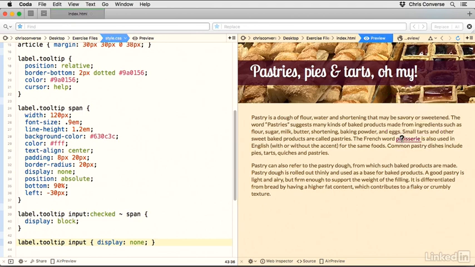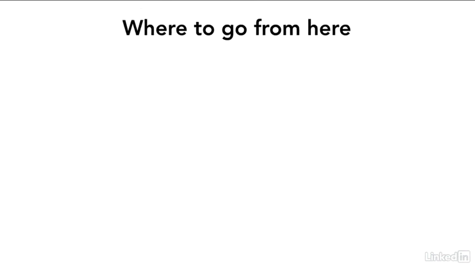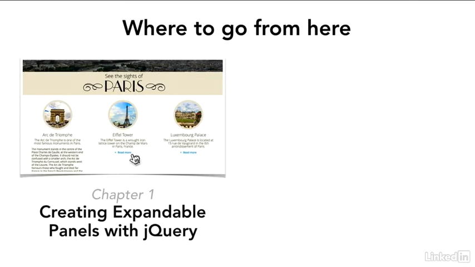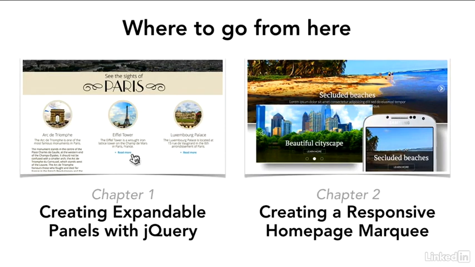Now with these CSS rules in place, you can add as many tooltips to your web page as you want, and each one will function independently. Each tooltip does require a bit of extra HTML, and you could lessen the amount of initial HTML required by injecting the extra HTML using JavaScript. If this sounds interesting, we have 2 courses here that demonstrate how to dynamically change HTML in a page with JavaScript. You can watch Chapter 1 of creating expandable panels with jQuery, or Chapter 2 of creating a responsive homepage marquee. Both are available here in the library.